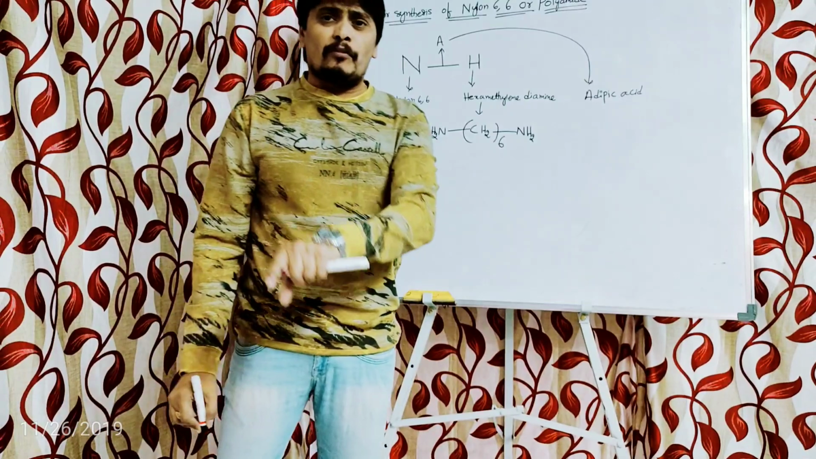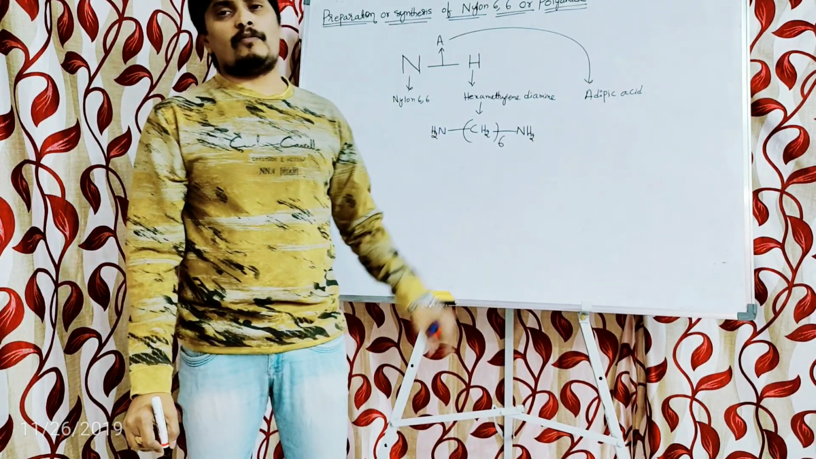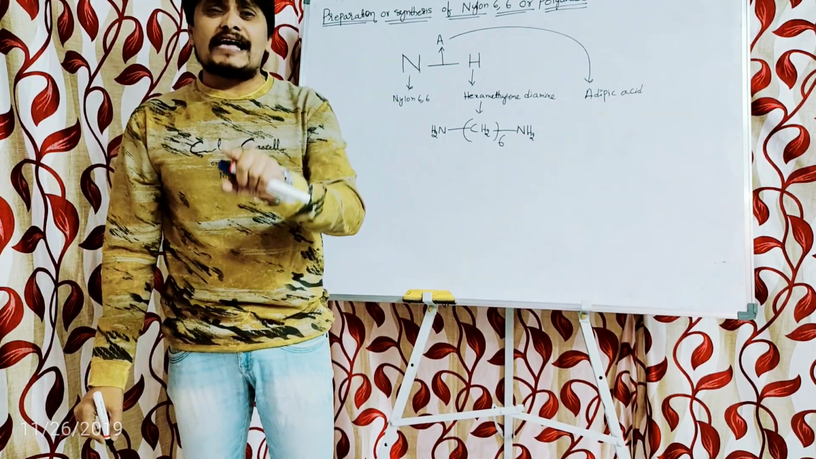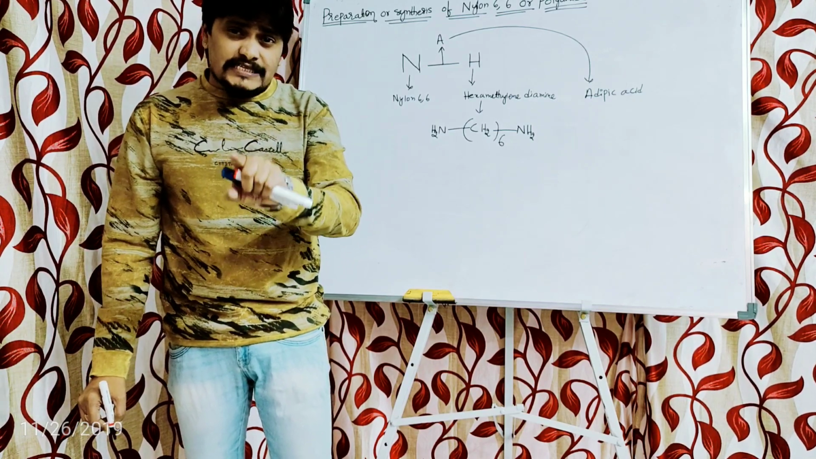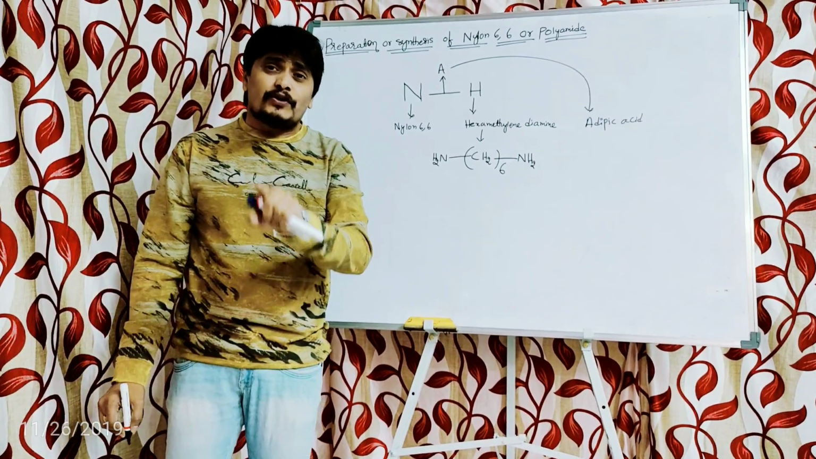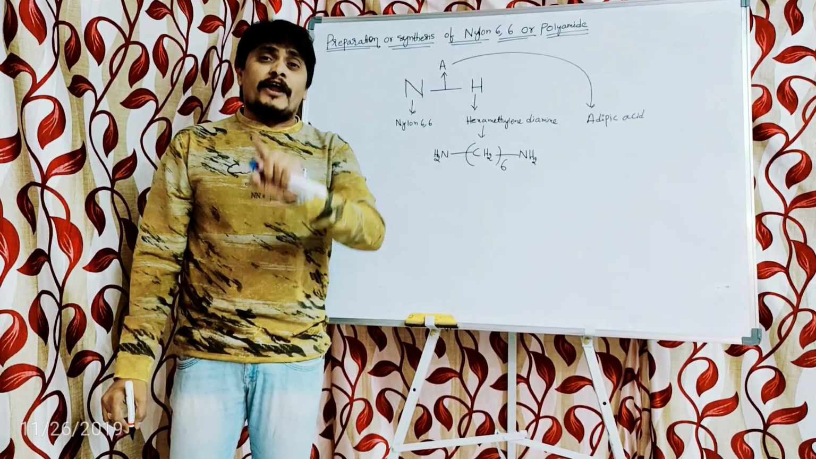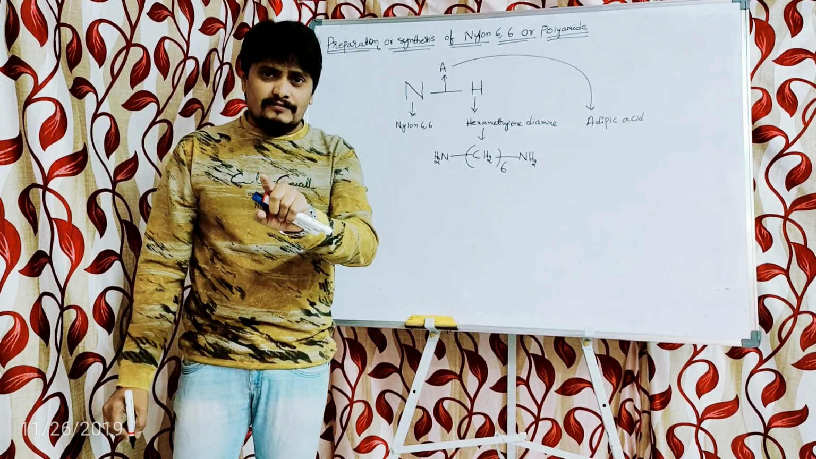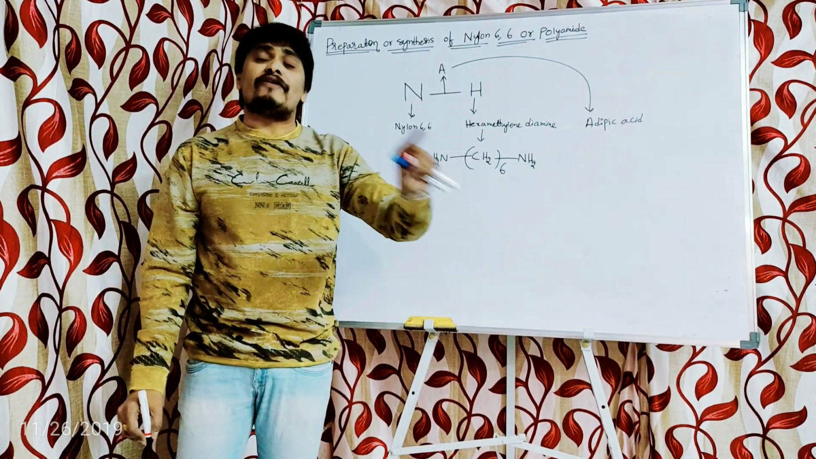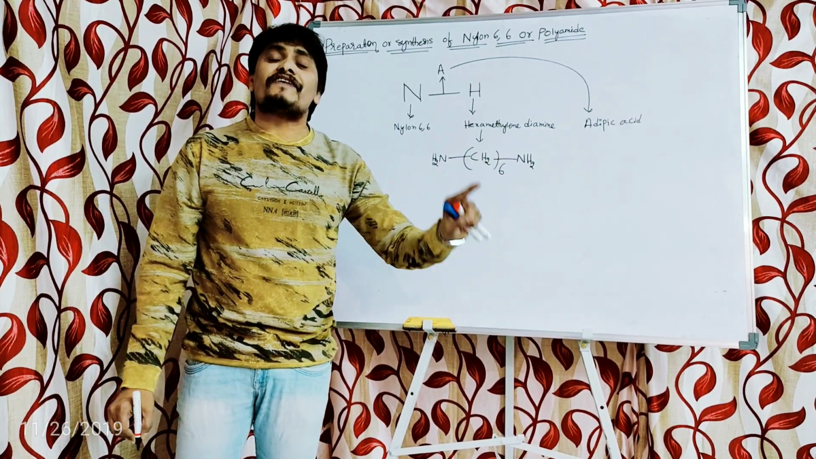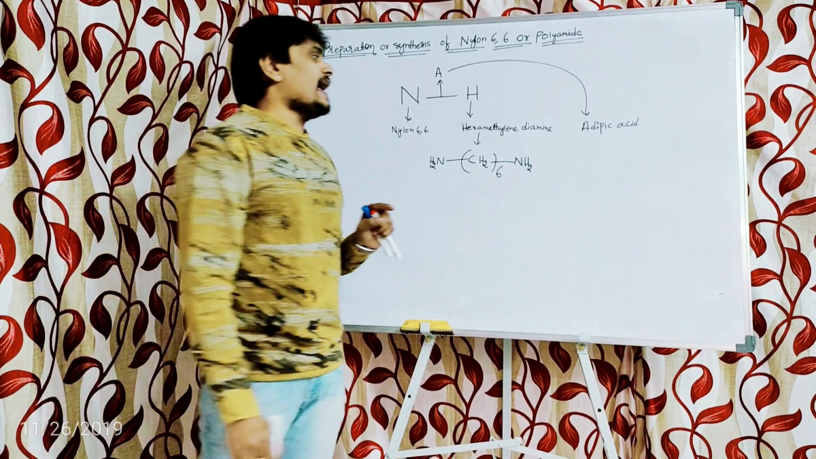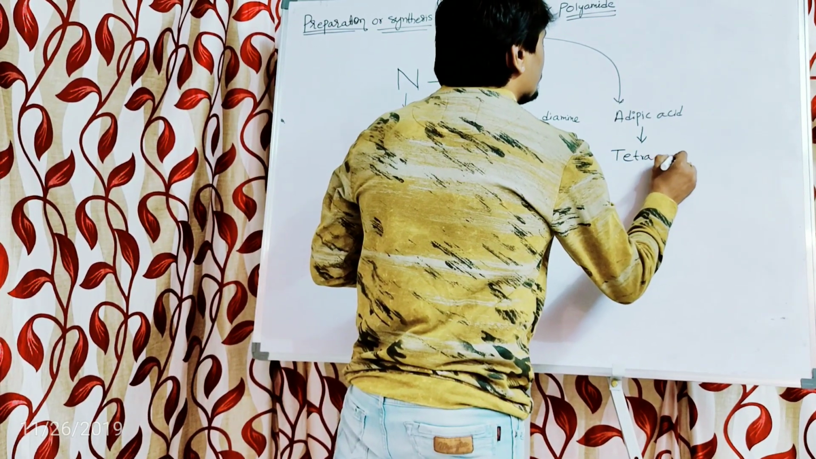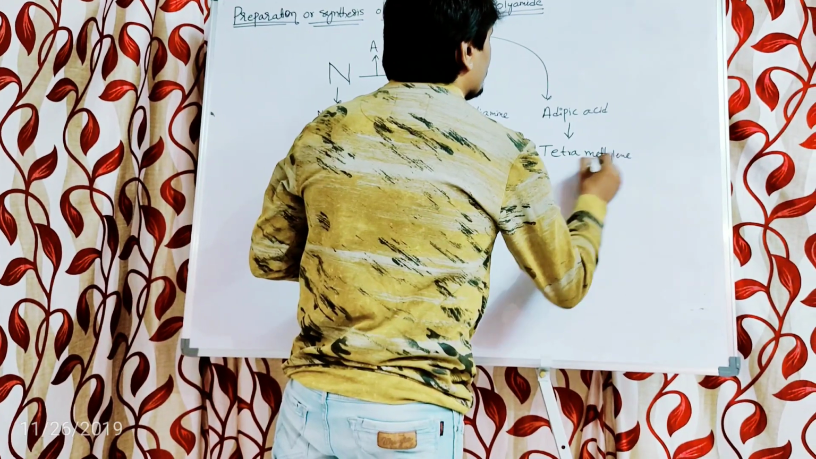Now coming to the other monomeric unit required for the synthesis of this polymer, adipic acid. Do remember, students, you should not remember adipic acid only as adipic acid, because then it becomes very difficult to remember its structure. Another name is associated with adipic acid, and with the help of that name you can remember its structure. Another name for adipic acid is tetramethylene dicarboxylic acid.